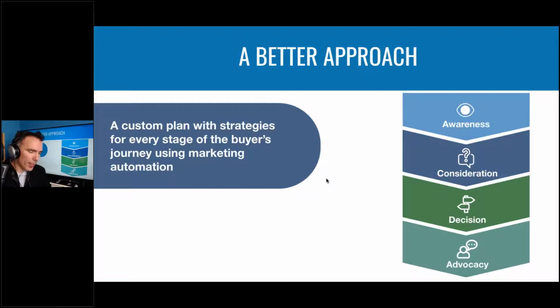So write this down if you haven't already. Awareness, consideration, decision, and advocacy. So you want to be thinking along that line, because you want your automation process to be set up strategically to guide people from one stage to the next.